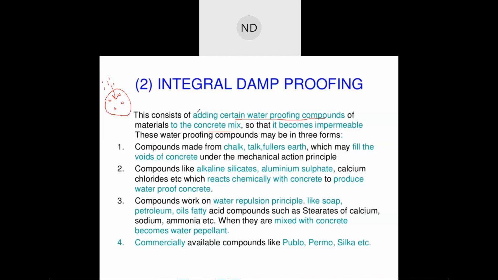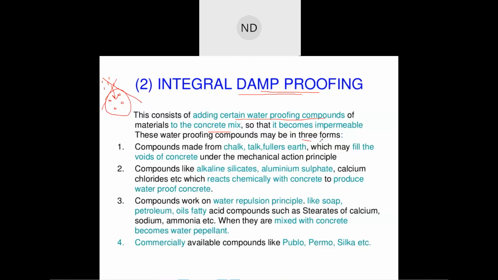So what we do in this internal damp proofing is, before using the concrete, in the concrete mix itself, we use this damp proofing material so that it becomes impervious. Your concrete will become impervious and water cannot enter inside it, and therefore there will be no dampness in your structure due to this water. If it is unable to enter, then how can it affect your member? So this is internal damp proofing.